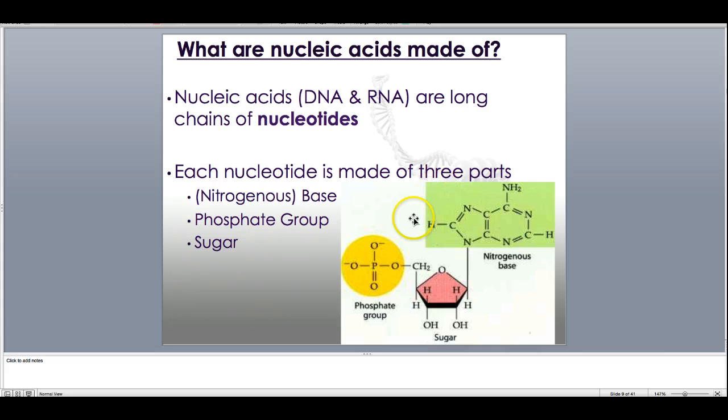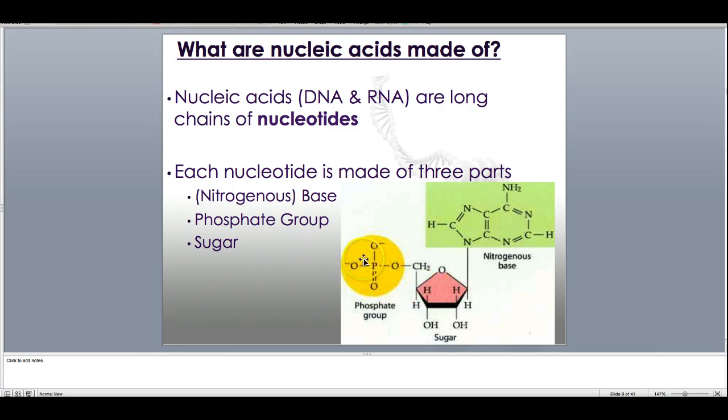There is a phosphate group over here, and there is a sugar right here, okay? In DNA, the sugar is deoxyribose. Okay, that's that part that I just talked about. Deoxyribose is that pentose or 5-carbon sugar. Okay, and that is the very center part of this nucleotide.